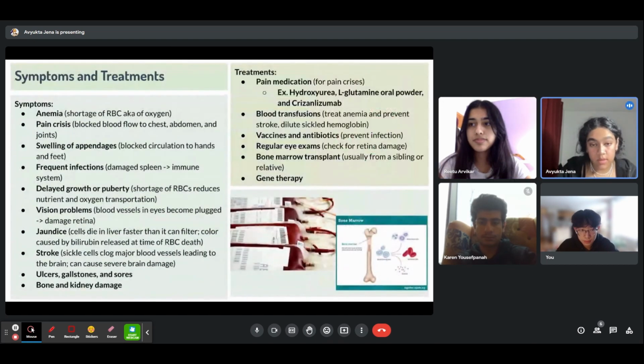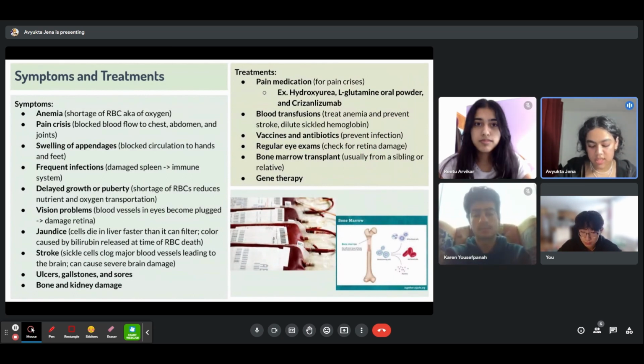So, symptoms can be, of course, anemia, extreme pain, swelling of hands and feet, increased susceptibility to infections, vision issues, jaundice, stroke, and kidney, bone, and gallbladder diseases. It can be treated with pain medication like hydroxyurea, blood transfusions, vaccines, bone marrow transplants, and gene therapy.